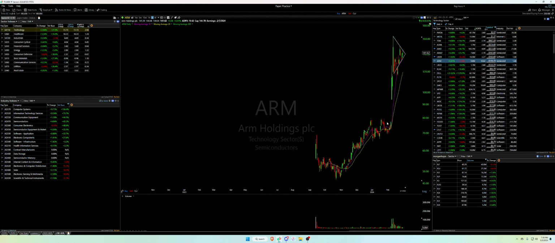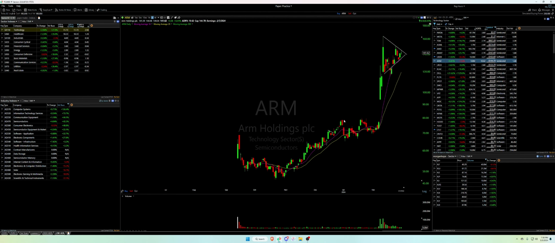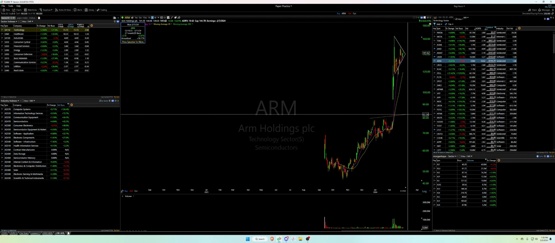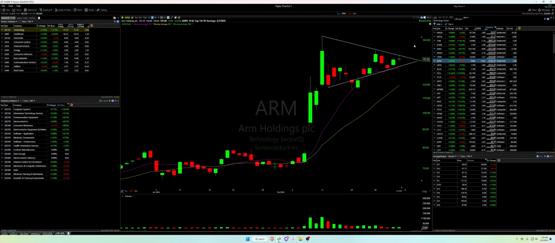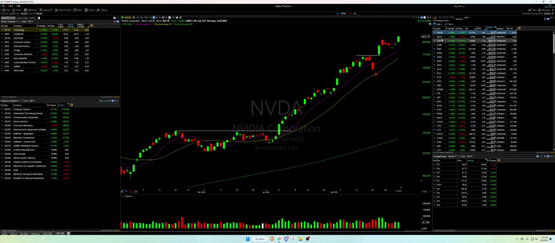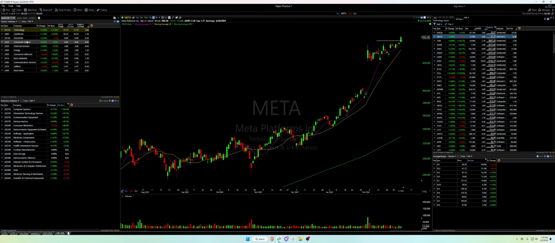Right now what I'm looking at is ARM. This is another good setup that I'll be trading. It's on my watch list. It's pretty new. It has been making pretty good uptrends. Made a really good move. Now it's consolidating with lower volume. Very, very good setup. I'll be looking to trade this very soon, as soon as it breaks this area right here. So I like these type of setups on leading stocks in leading sectors. It's the best setups.